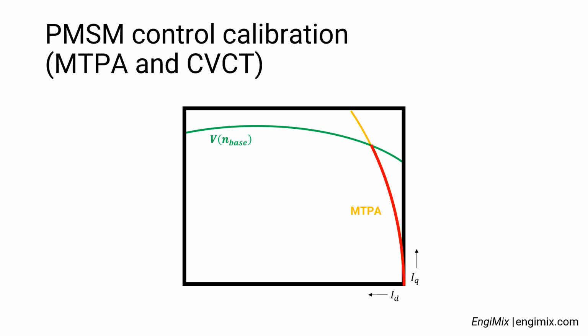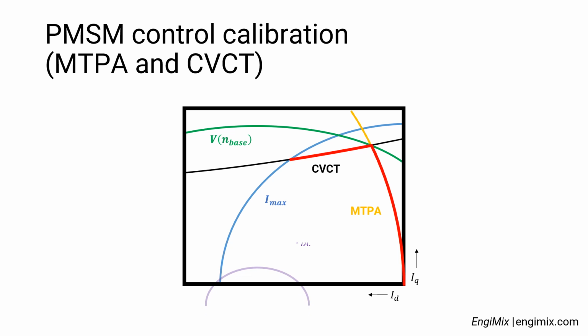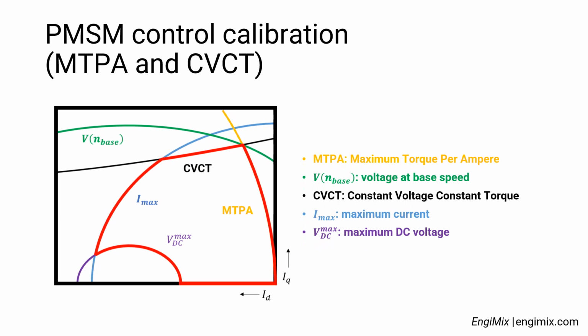At this point it is necessary to move along the CVCT curve, which allows us to keep proceeding until the maximum current is achieved. At this point, it is necessary to move along the maximum current circle through a sequence of decreasing CVCT curves, until the ellipse corresponding to the maximum voltage is crossed. The region included between the curves previously described is the operational area that can be explored.